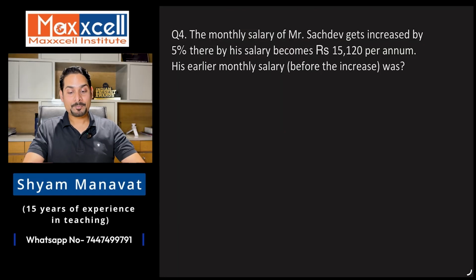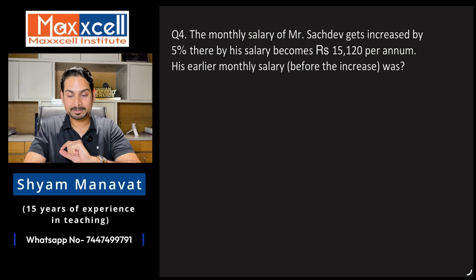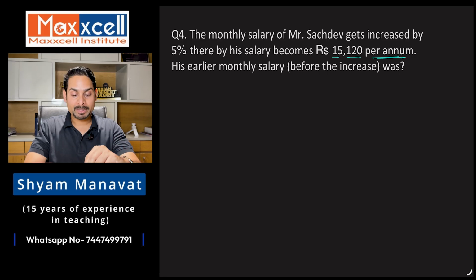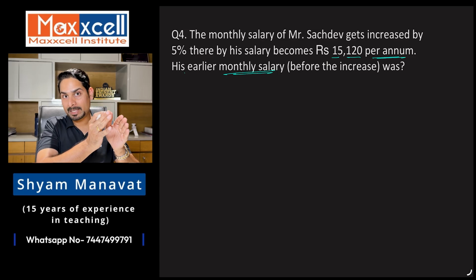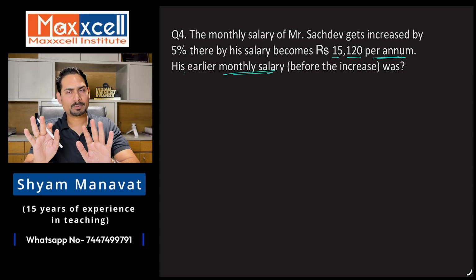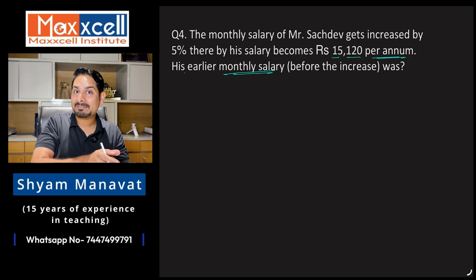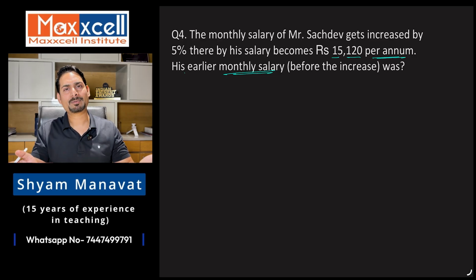Let's try one more example. Here we have a person, Mr. Sachdev. His salary is increased by 5% compared to the previous one, and the new salary becomes 15,120 per annum. We need to find out his earlier monthly salary. So we have per annum given and we need to find out monthly. No worries, we'll take care of that. But first, let's find out what was his previous salary per annum and then divide by 12.